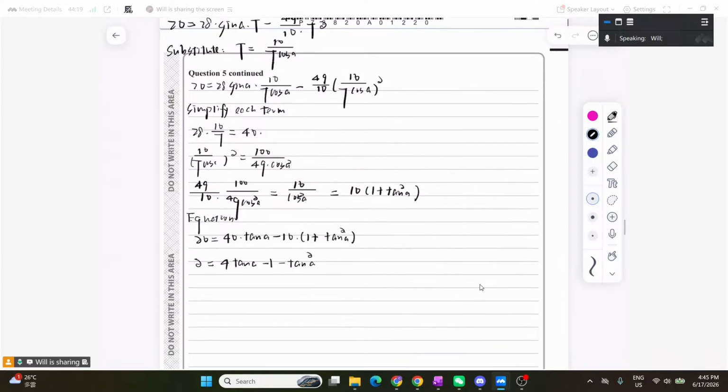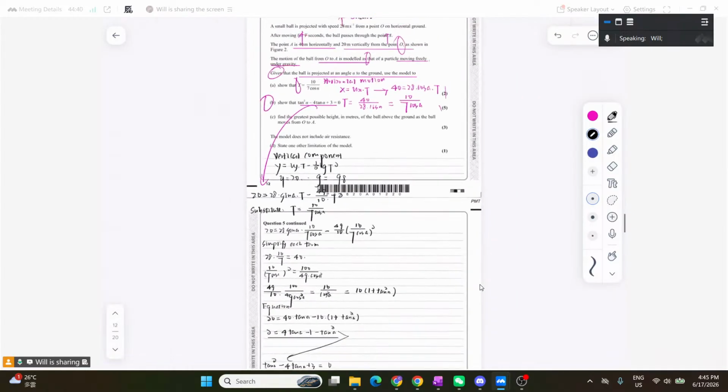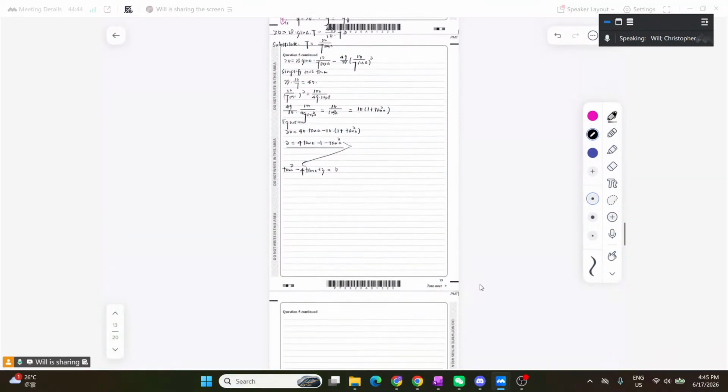No problem. Okay, and shift it to the left side. Finally, the answer is complete: tangent alpha squared minus 4 tangent alpha plus 3 equals 0, right? Okay. The standard form. No problem. Yeah, this standard form is right.